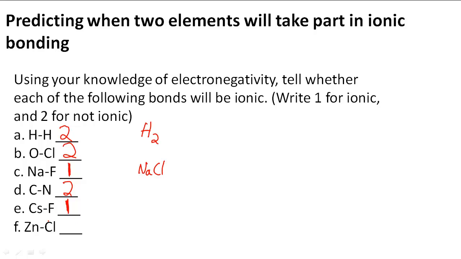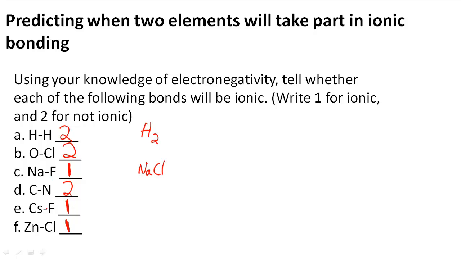And zinc, Zn, and Cl. Zinc is another metal. It's a transition metal, but it is a metal that has a low electronegativity and wants to give up its electrons to the highly electronegative Cl. So I'm going to count that as ionic.